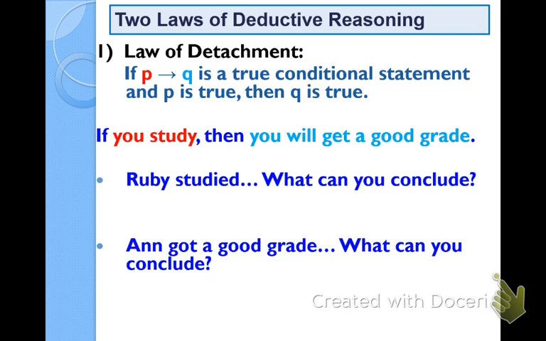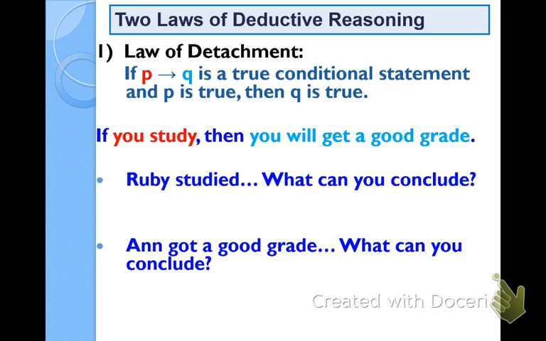Let's look at our next one. Anne got a good grade. What can you conclude? Pause. You have to listen to what you just wrote down. In order to make a conclusion, in order to come to a conclusion, what has to happen? The hypothesis has to be fulfilled.